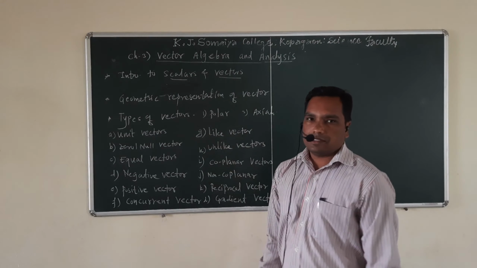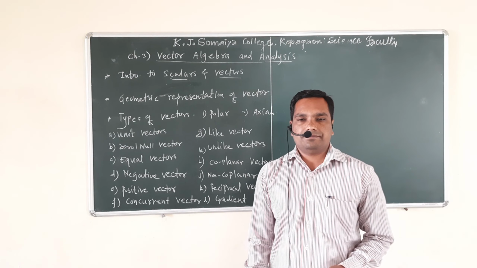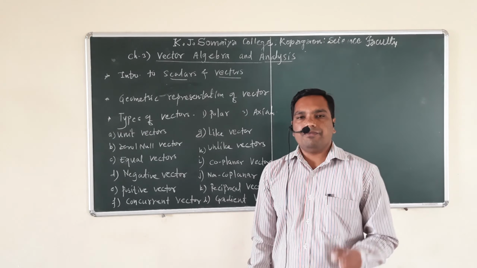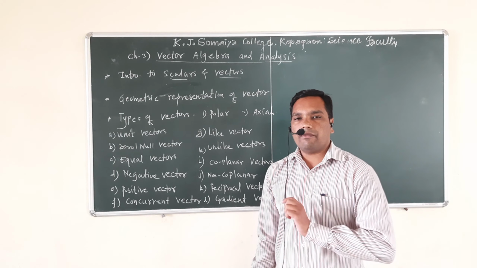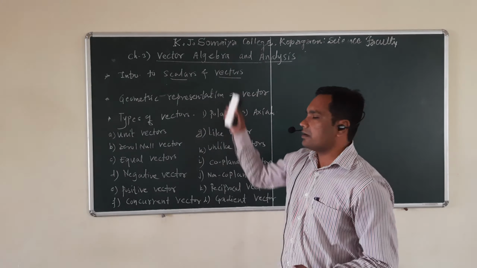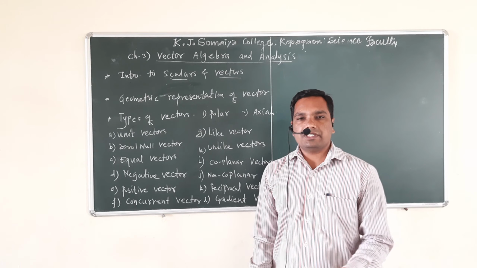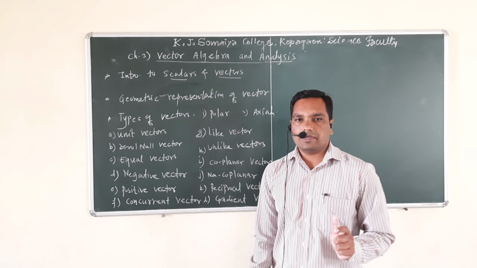Okay, now next, scalars and vectors. What is meant by scalars? You know the definition of scalars. A physical quantity which has only magnitude and does not have any direction. Vectors, vector means the quantities which have magnitude as well as direction.